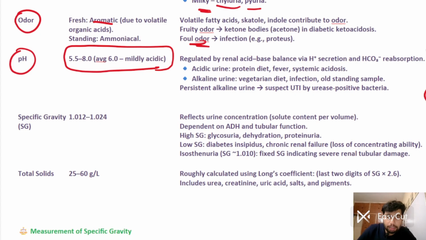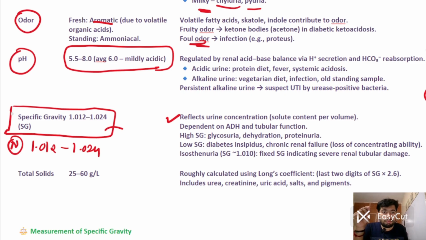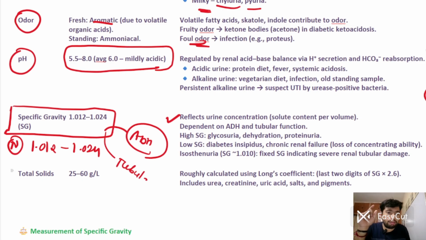Now next we will discuss the specific gravity of urine. This is a very important concept and many viva questions can be asked from it. You should know the normal range of specific gravity, which is 1.012 to 1.024. Specific gravity reflects the urine concentration, that is, the solute concentration per unit volume of urine. Moreover, this depends on two things: first, your ADH hormone, and second, tubular function. Only two things.